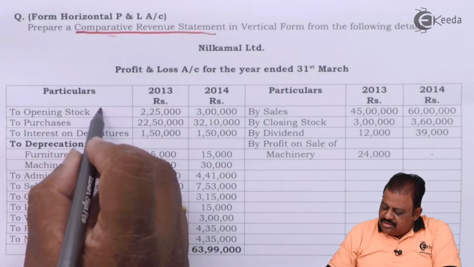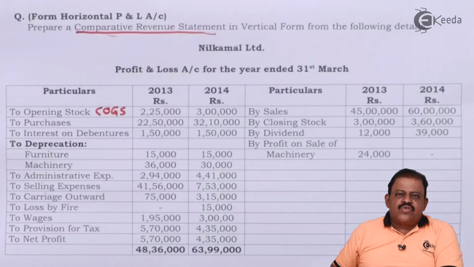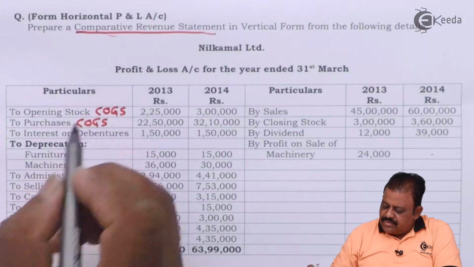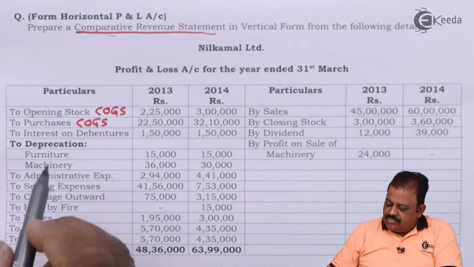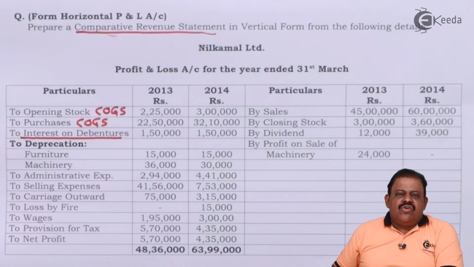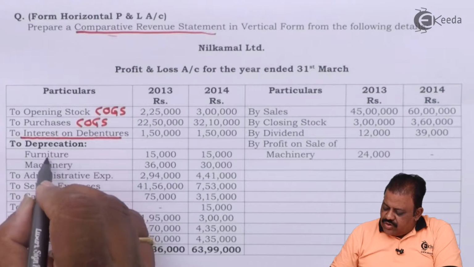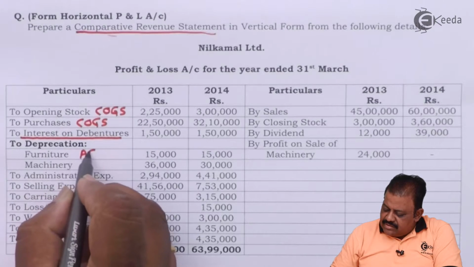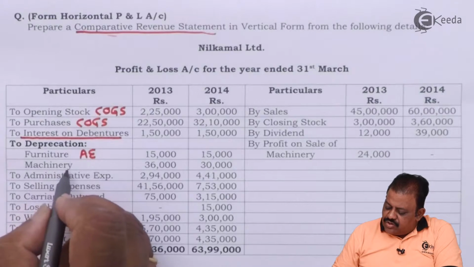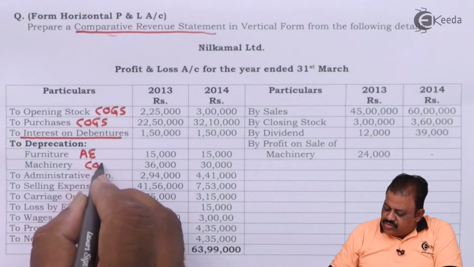Opening stock. This will be part of cost of goods sold. Purchases, cost of goods sold. Interest on debentures, finance cost. Depreciation on furniture, administration expenses. Depreciation on machinery, part of cost of goods sold.